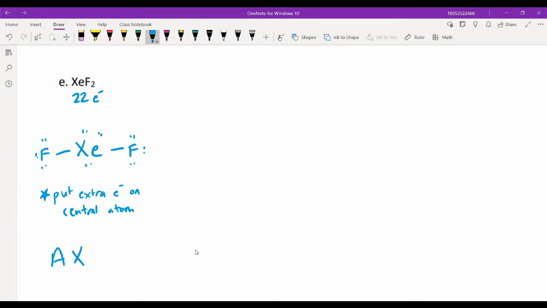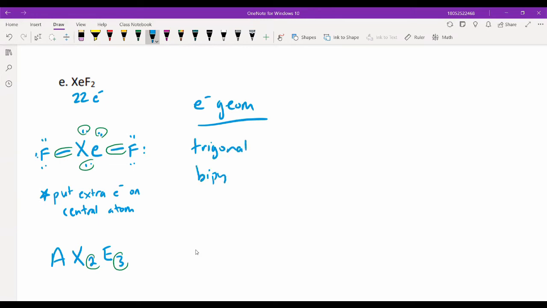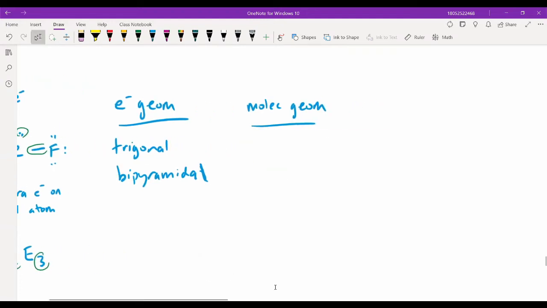So for the xenon, we have 2 atoms bonded and 3 lone pairs, right? So this is the 2 bonded atoms and then 3 lone pairs. That's how we get these numbers. So the electron geometry, when we have 5 total regions, that's called trigonal bipyramidal. And the molecular geometry is different because we have lone pairs on the central atom. Let's find our chart here.